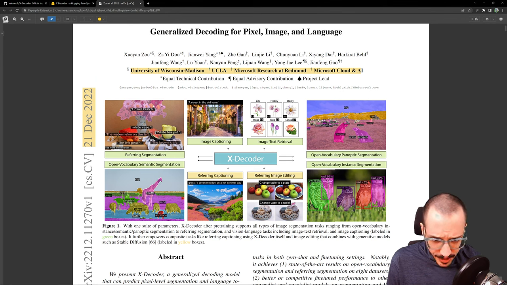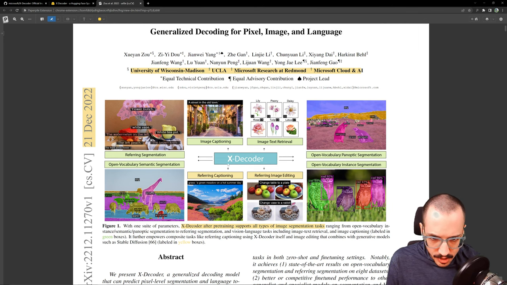So, got a pretty image here. With one suite of parameters, X-Decoder after pre-training supports all types of image segmentation tasks, ranging from open vocabulary instance, semantic, and panoptic segmentation to referring segmentation and vision language tasks, including image text retrieval and image captioning, labeled in green boxes. It further empowers composite tasks like referring captioning using X-Decoder itself and image editing that combines with generative models such as Stable Diffusion, labeled in yellow boxes. So basically, it's like segmentation on steroids. You have every type of segmentation, especially types that are open-ended, where you can choose your own vocabulary using a language model.